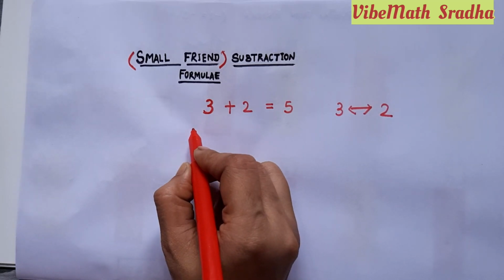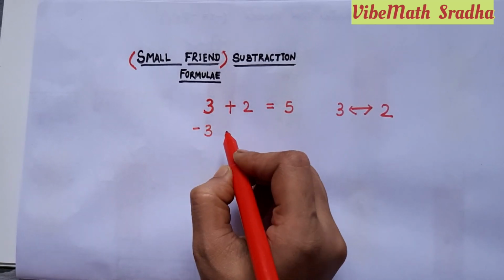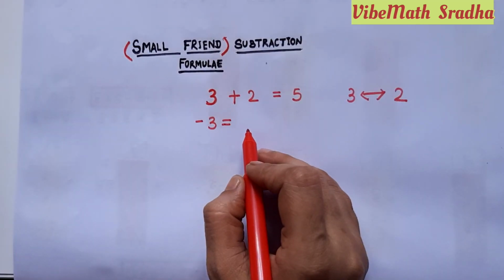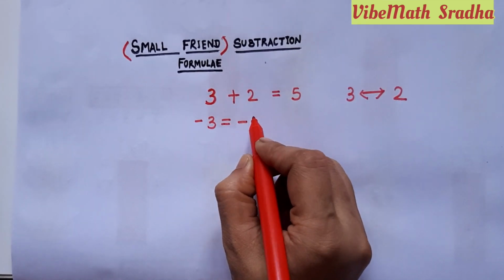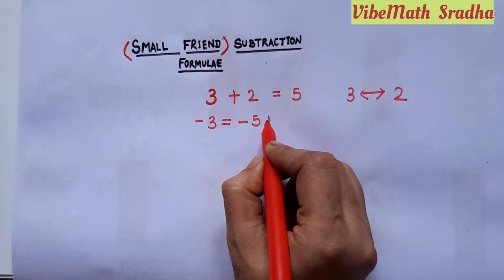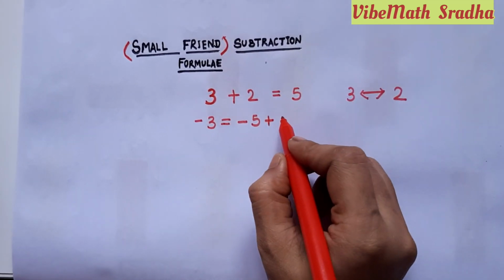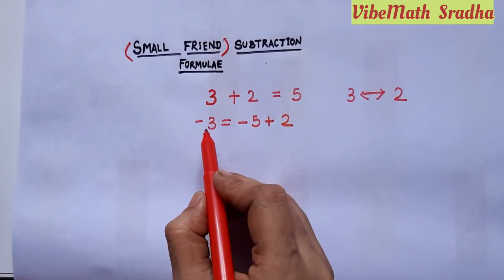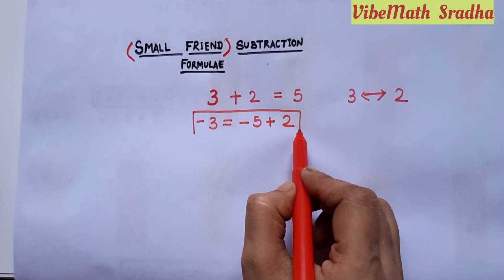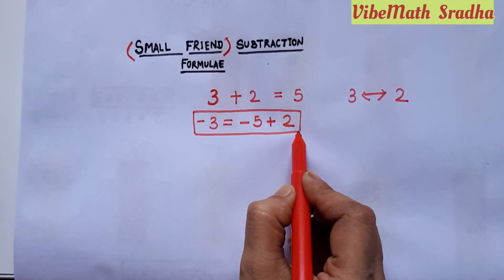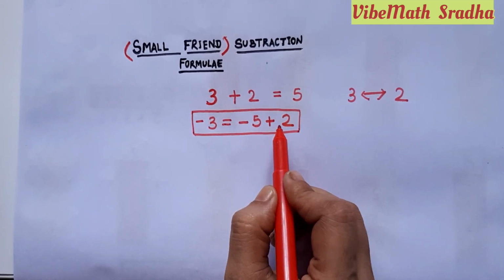If we want to subtract 3 but can't do that directly, what do we have to do first? We have to subtract 5, then add the small friend of 3, that is 2. Now we have our small friend subtraction formula for 3, that is minus 3 equals minus 5 plus 2.